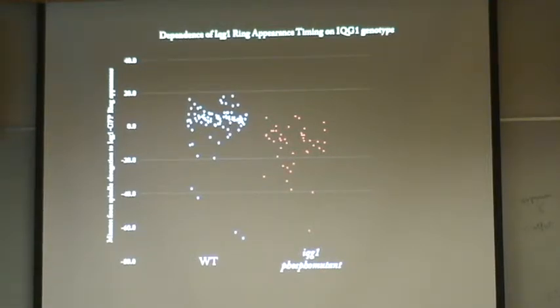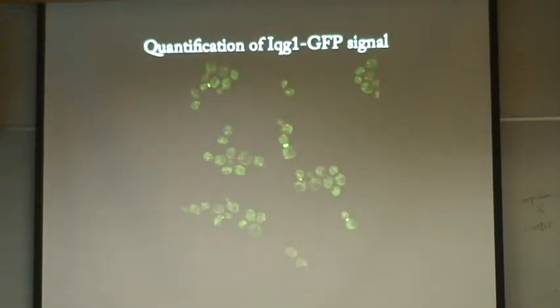that saying, well, I saw a ring there, we knew that wouldn't really fly, so we had to come up with a much better way of quantifying that. So this is figuring out a way to quantify it.